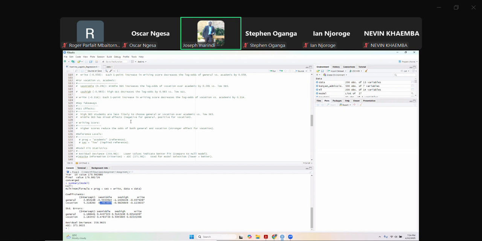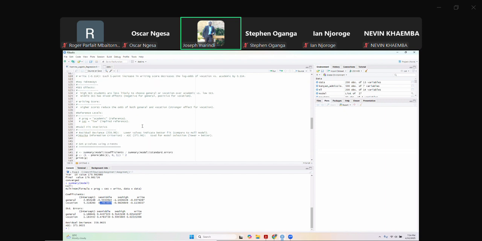When we look at the writing score as a predictor variable, we see that higher scores in the writing score variable reduce the odds of both general and vocation courses being chosen, with a stronger effect for vocation. I'll be sharing this code so that you'll be able to run it on your machines and follow well what I've written or explained in the code.